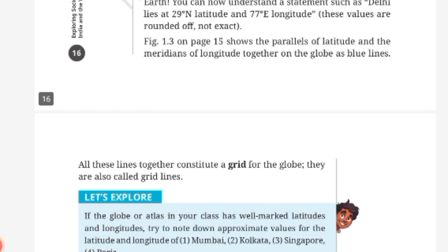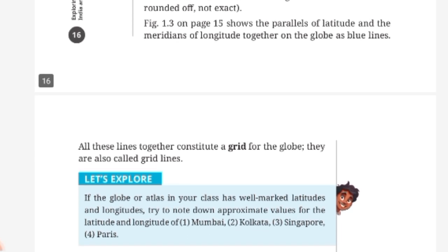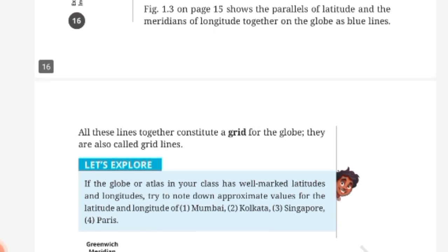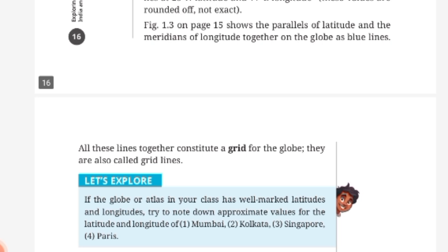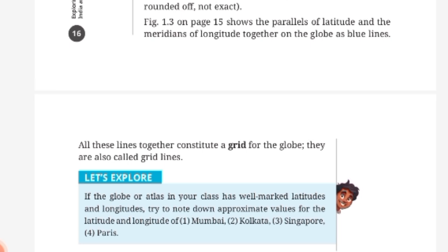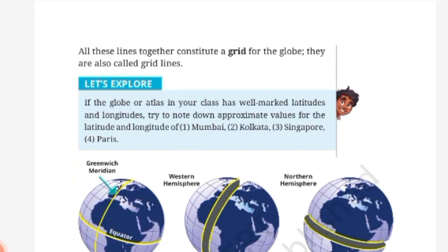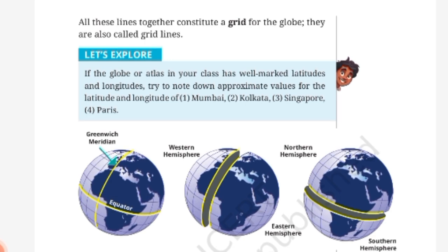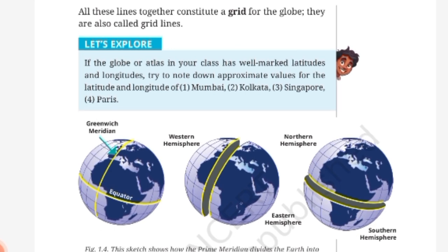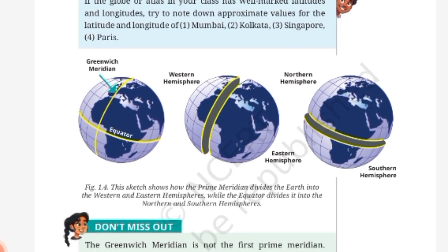Figure 1.3 on page 15 shows the parallels of latitudes and the meridians of longitude together on the globe as the blue lines. All these lines together constitute a grid for the globe. They are also called the grid lines.